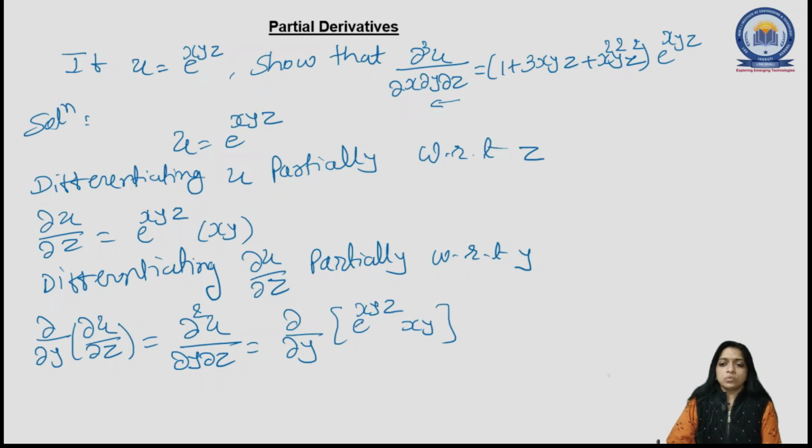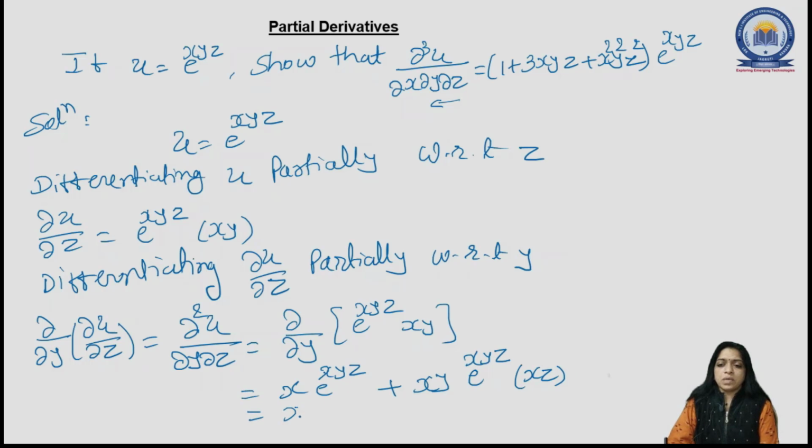Okay, so here there are 2 terms with y, so we are going to apply the multiplication rule. So the derivative of this xy with respect to y is just x. At that time e raised to xyz keep it same, plus the xy remains same, and the derivative of e raised to xyz with respect to y is xz. Okay, so after simplification, if I keep e raised to xyz common, then e raised to xyz, and in the bracket x plus x square yz, right?